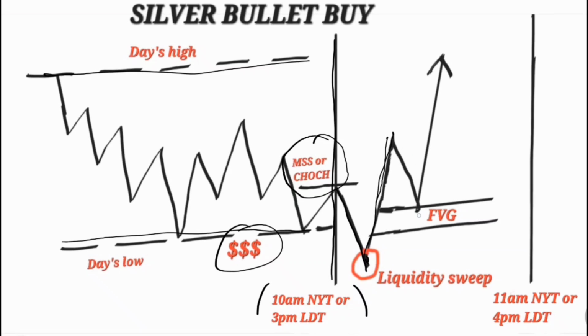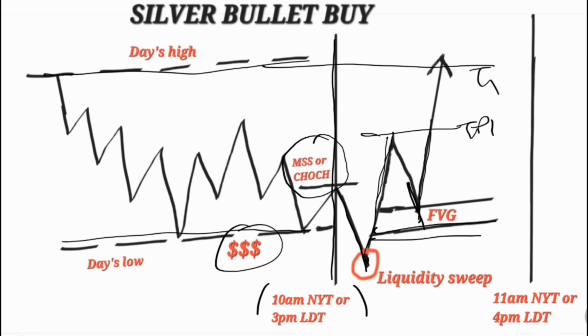When that happens, you take the trade from the FVG, or the market will return to the FVG or to the order block, either case, and you take a buy trade. The first take profit will be right here, TP1, and the second take profit, TP2, will be at the other side of the liquidity pool, or the day's high.